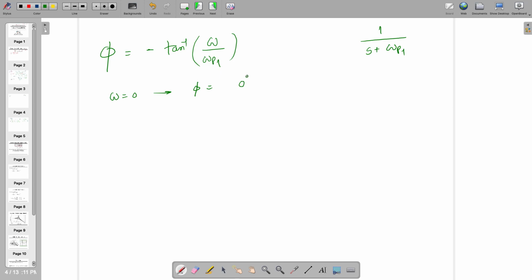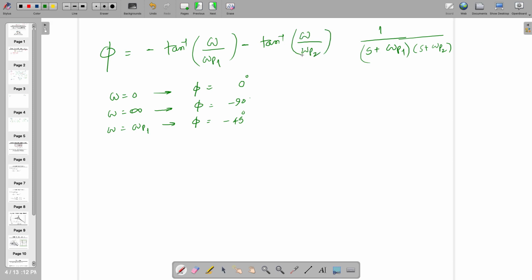How much? 0 degree. If you are at infinity, what is the phase? And what is the phase when you are exactly at omega p1? I'm looking for your answer, Komal. Yeah, minus 45, right? Now let's assume that there is another pole, omega p2. So effectively, I'm going to write another equation which will have this one. So it's not only because of one pole, but because of two poles.